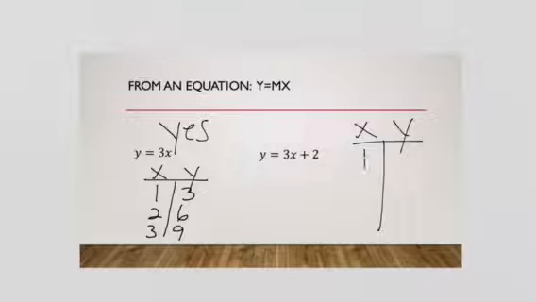If I put in 1, I get 5. If I put in 2, I get, let's see, that'd be 6, 7, 8. If I put in 3, I get 9 plus 2 is 11. So let's try these out.